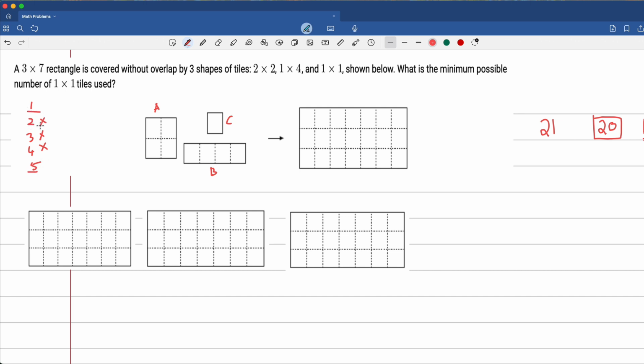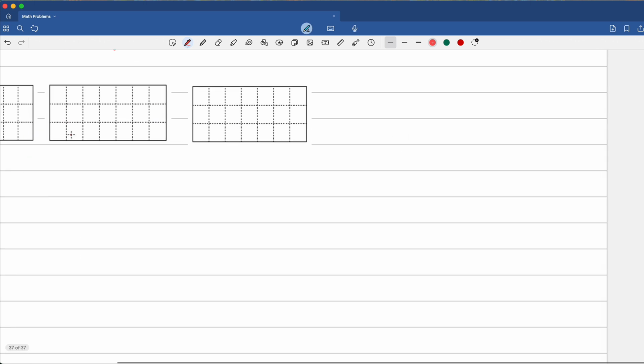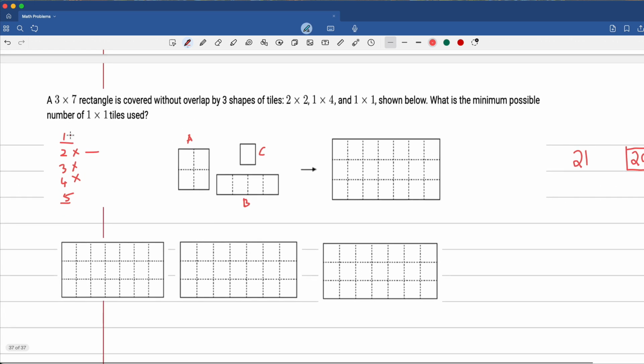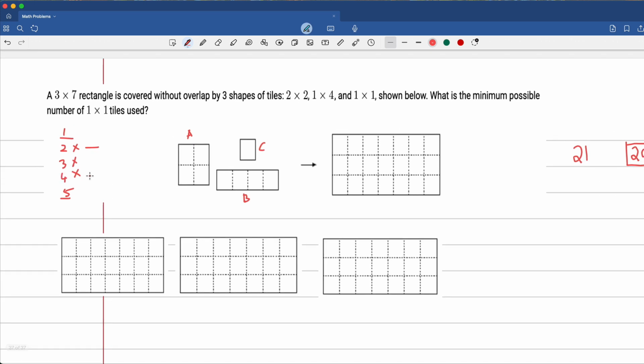Why is that? Because if there were 2 1 by 1 tiles, then the remaining would be 19, and 19 is not divisible by 4. If there were 3 1 by 1s, then you would be left with 18, and that's also not divisible by 4. And if you were to have 4 1 by 1s, then there will be 17 remaining squares, and that also will not work. So these 3 can be eliminated right away. The answer needs to be one of these. It's 1 tile when you're able to fit 5 of the large tiles, and it's 5 tiles when you're able to fit 4 of them. So this is where a bit of trial and error is necessary.